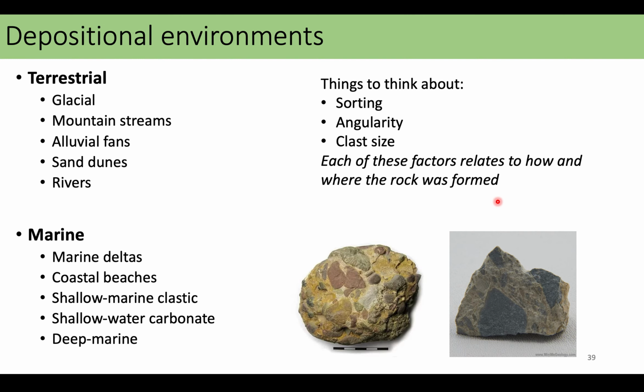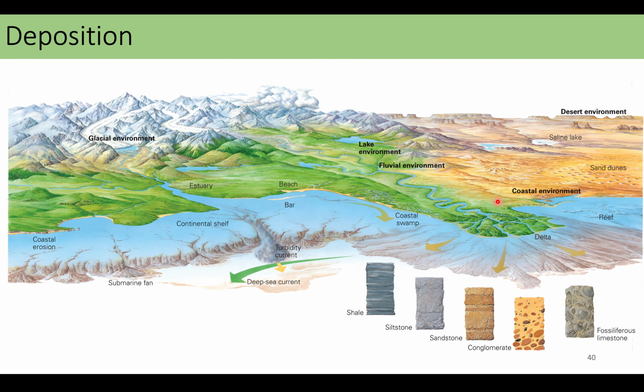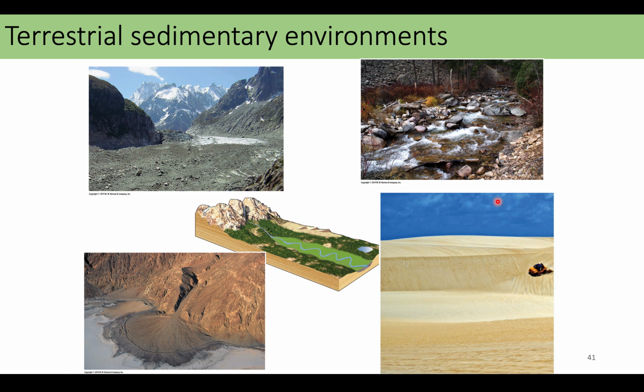So there are all sorts of clues within the sedimentary rock samples, the sedimentary rock layers or beds, and then the whole strata itself to tell us the history of that location. So here are some examples of where we would see deposition and how all of these different locations can work together to create different types of sedimentary rock. Here are some examples of terrestrial sedimentary environments. So a mountain stream, some dunes.